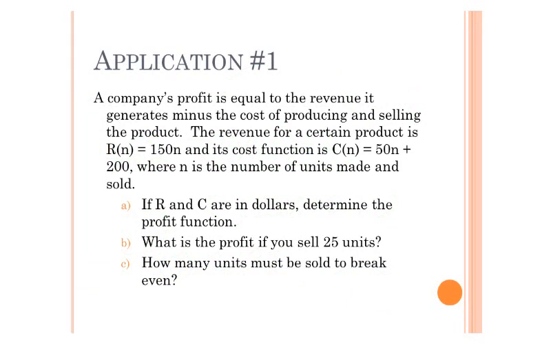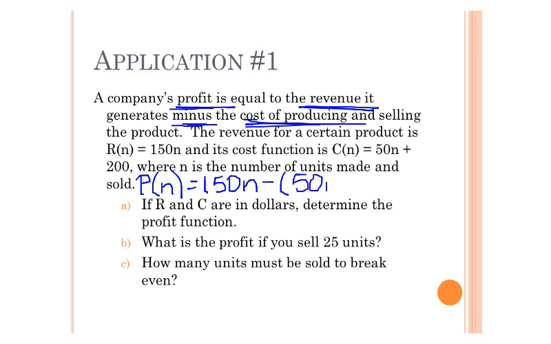And then finally, our application here, a company's profit is equal to revenue it generates minus the cost of producing and selling the product. And it gives me revenue, so we're going to come up with a profit function. P of n is equal to revenue minus cost, and cost is a binomial, so we're going to want to put it in parentheses. And we can actually distribute and combine like terms, and we get a profit function of 100n minus 200.